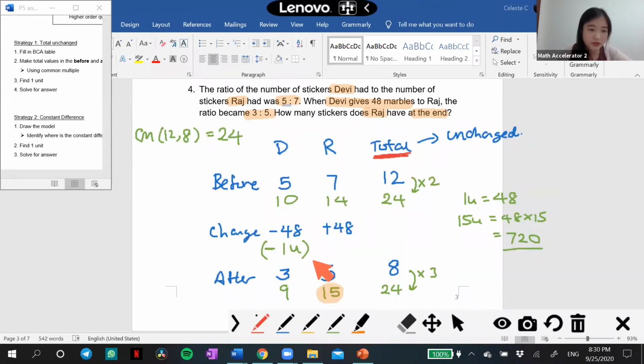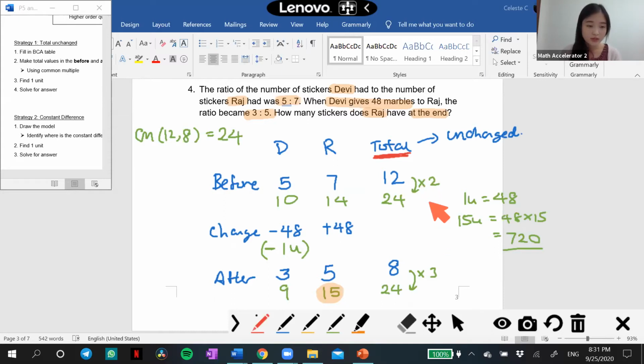Okay, good question. If I use a different common multiple, can I get the same answer? Yes, right. If you use a different common multiple, you can get the same answer. However, you should always use the lowest one, which is 24. If you use a higher one, you're working with bigger numbers, right? Bigger numbers means that you have a bigger chance of making mistakes.